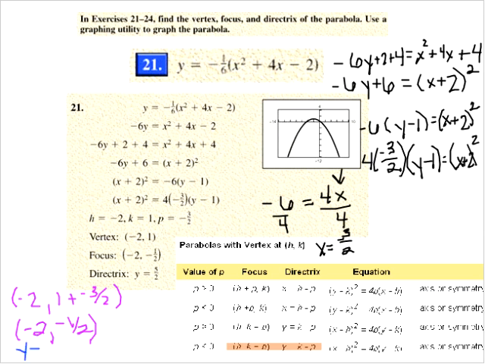And then my directrix is y equals k minus -3/2. That really turns into a plus sign here. So that would give us 5/2, or 2.5. Y equals 2.5.